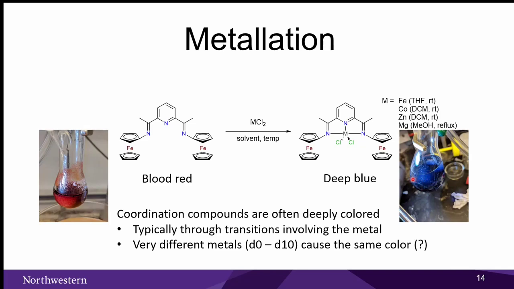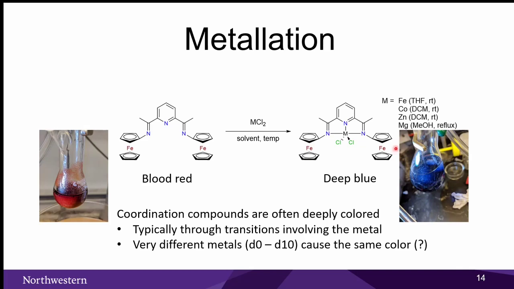But this poses an interesting question, because usually in coordination compounds, the color comes from some sort of metal d orbital transition. And looking at these different metals that I've put in there, iron, cobalt, zinc, magnesium, they're all very different in both their electron configuration and their coordination chemistry. So you wouldn't expect them all to result in the same color complex. That suggests that it's not the actual central metal that's providing this color. Instead, it's the ferrocenes.